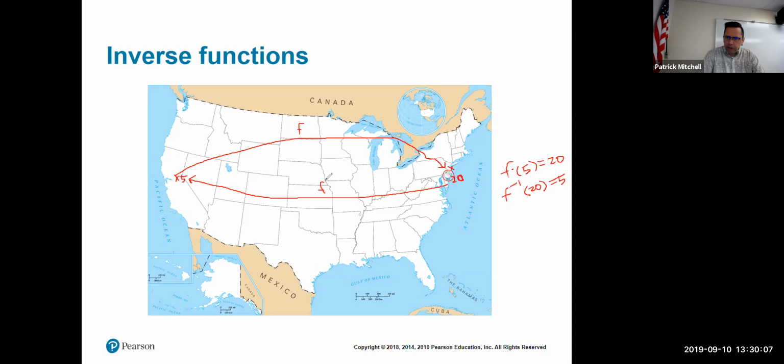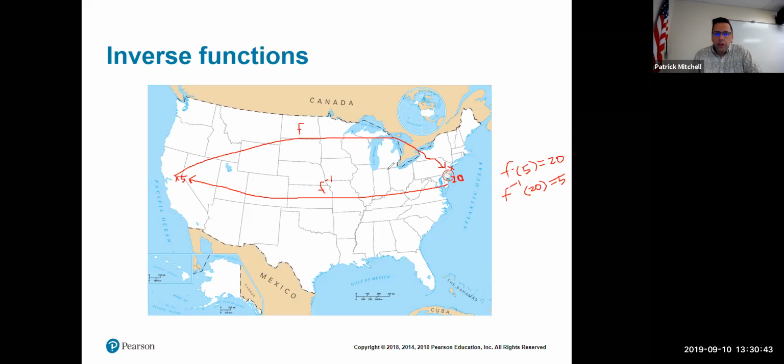If the original function takes the numbers 1, 2, and 3 to the numbers 10, 20, and 30, then the inverse function is going to take the numbers 10, 20, 30 back to the numbers 1, 2, and 3. It just undoes whatever the original function did. And you can come up with all sorts of real life examples for this. If function f is taking off your shoes, then f inverse is putting on your shoes. Function f is packing the groceries. Function f inverse is unpacking them. So it's just undoing whatever the original function did.